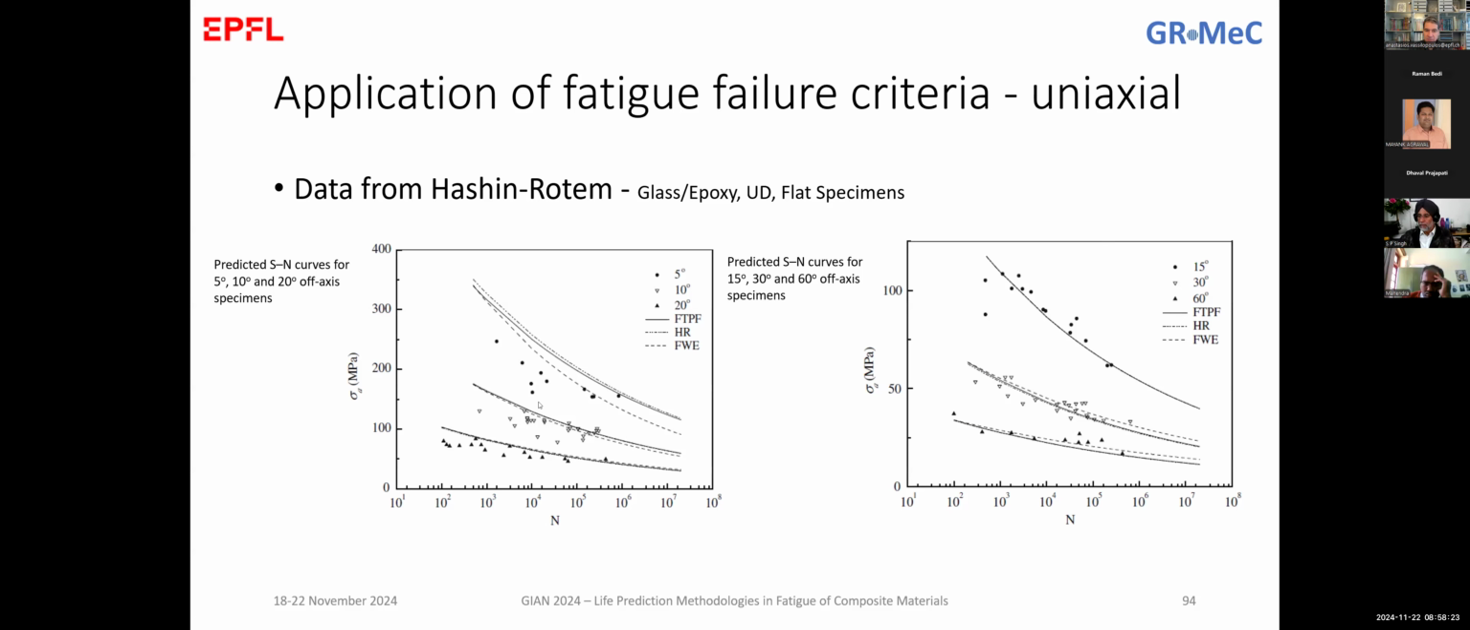So the results are presented here. You can see that FTPF and Hassin-Rotem criterion are more or less the same everywhere. The criterion from Fayaz and Elin is the least accurate. In some cases it underestimates, in other cases it overestimates the material performance.